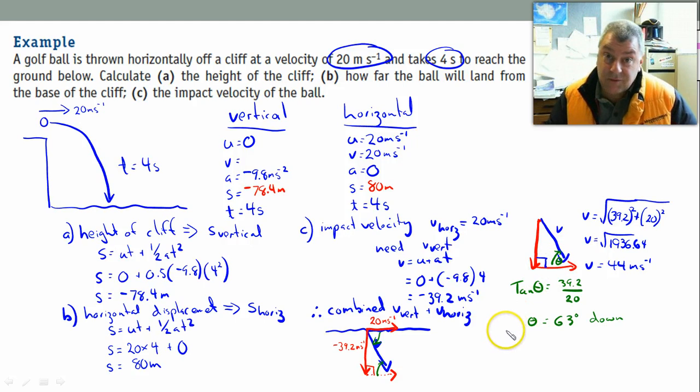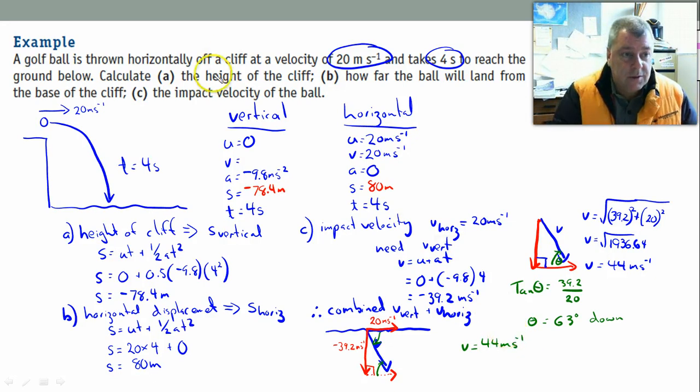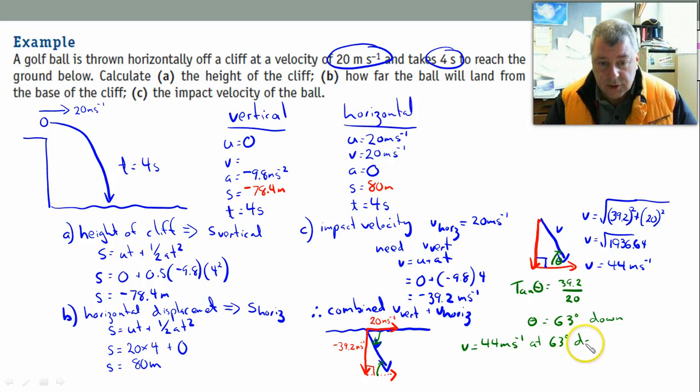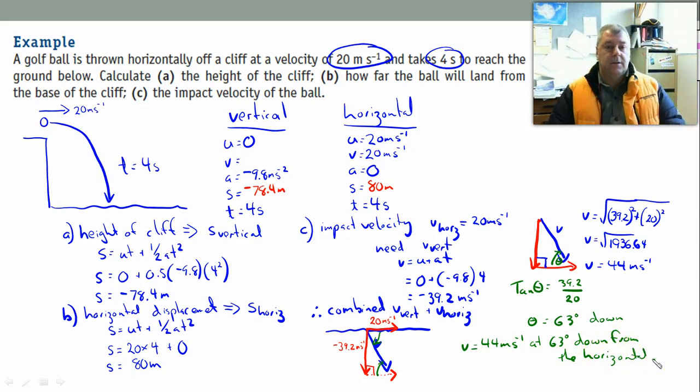And so our actual velocity, we would say, is V equals 44 meters per second. So this is the impact velocity, which is what it wants here. So the impact velocity is 44 meters per second to the minus 1 at 63 degrees down from the horizontal. Boy, that's a lot of work, isn't it?